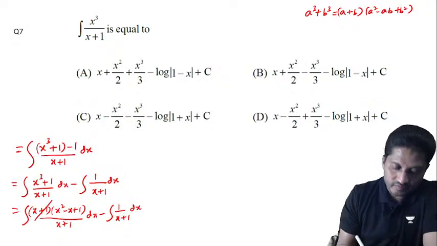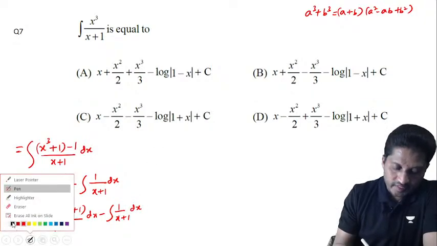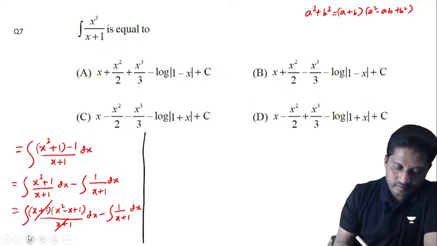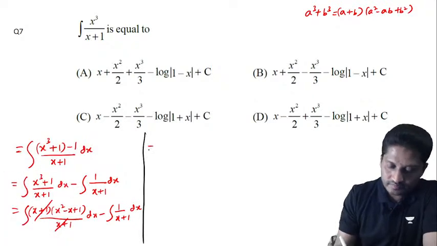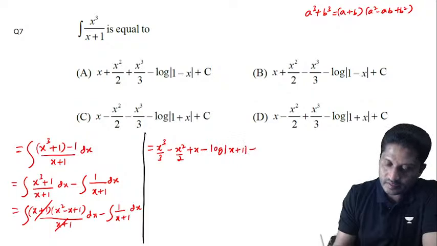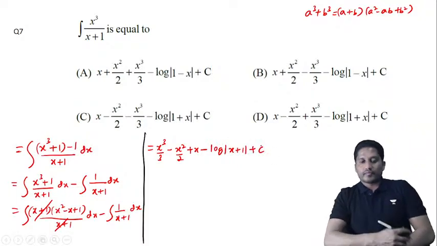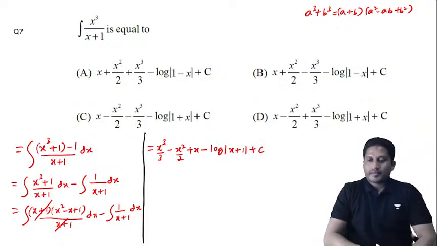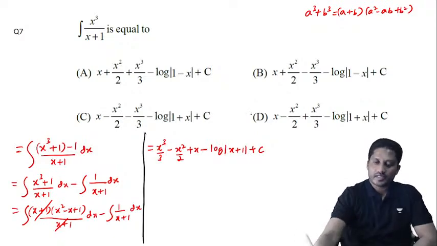I cancel this fellow. Right, integration of x square is x cube by 3. Integration of x is x square by 2, dx is x. Integration of 1 by x is log x. You get log of x plus 1 plus c. So you get x cube by 3 minus x square by 2 plus x minus log of 1 plus x plus c. Answer is option D.